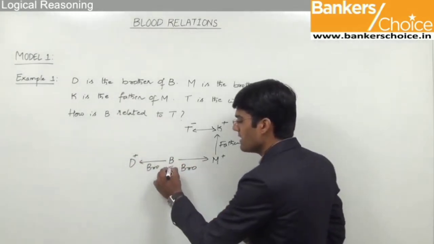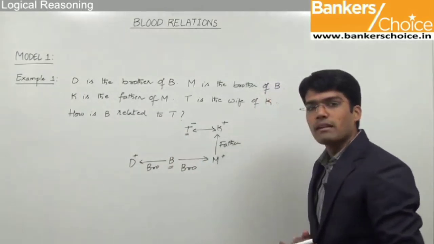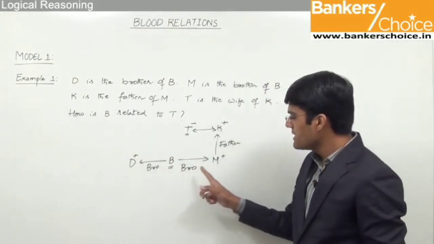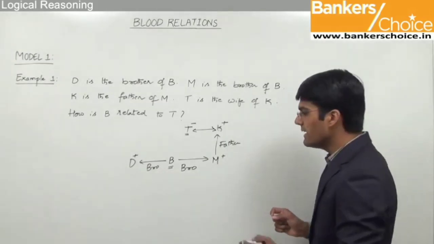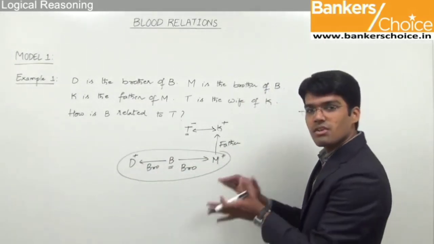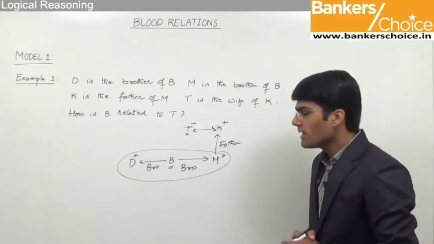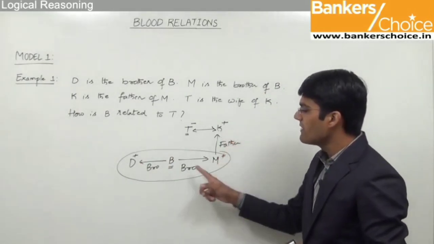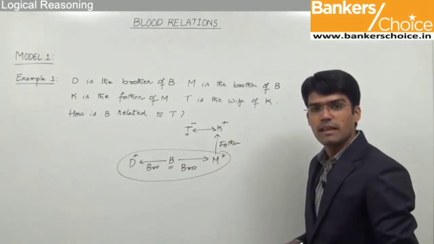The person B here is related to T in what manner? Now we can see here that B's brother is D and B's brother is M. So very clearly these three persons are siblings. That means they are the children of the same parents. We know that M's father is K. If M's father is K, it is obvious that B's father is also K.